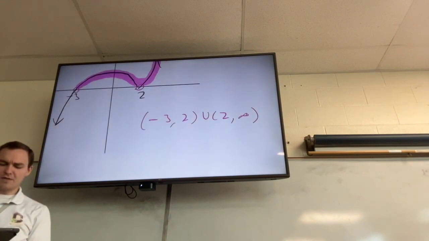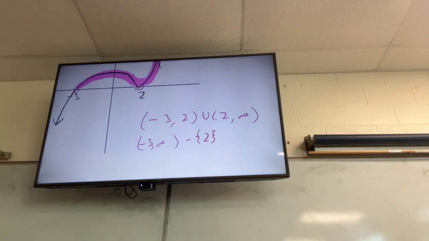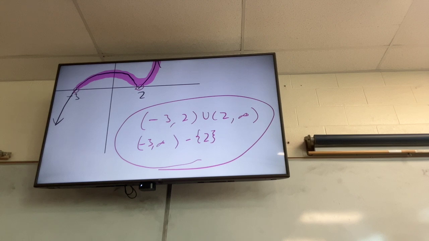If you find this easier, I would accept this as well. If you would rather just take 2 out, you can just do minus and then a 2 in squigglies. I'll take either of these. They're both the answer.